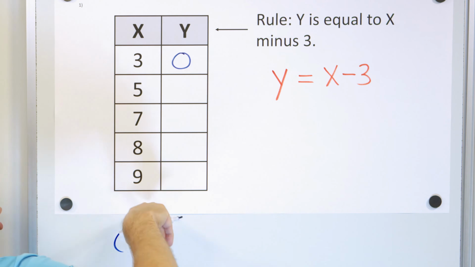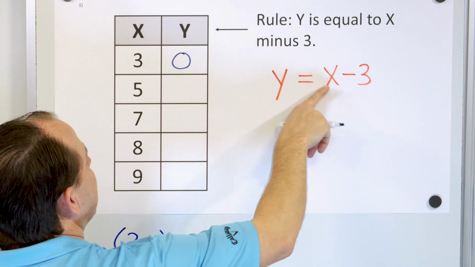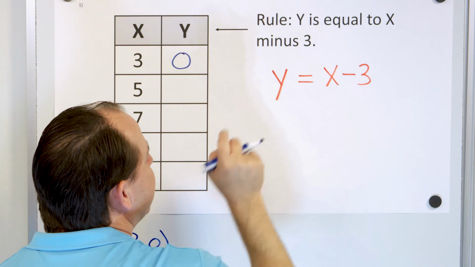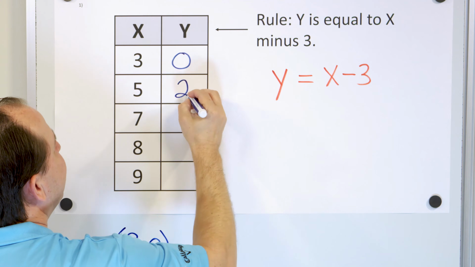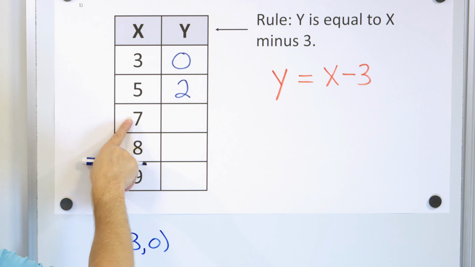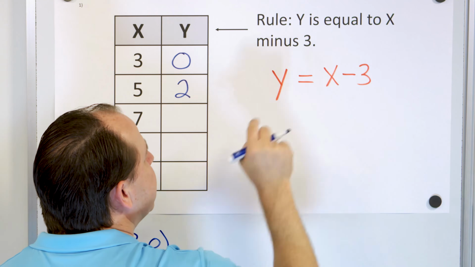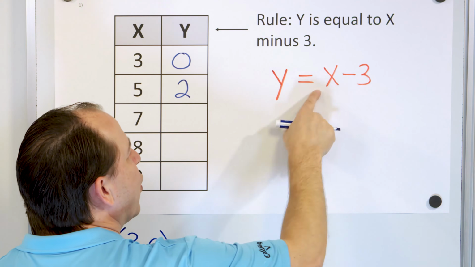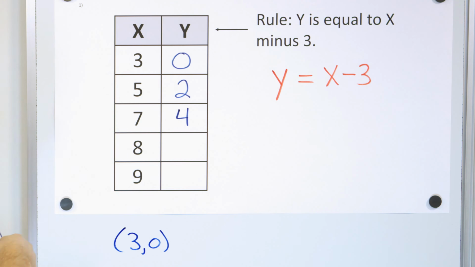That's the first point that we've calculated. Now we have to do it for all of the other points. So we stick 5 in here. We take whatever X is, which is 5. What's 5 minus 3? 5 minus 3 is 2, and that's what Y is equal to. So we put a 2. Let's do it for this number. X is 7. 7 goes in here. 7 minus 3. What is 7 minus 3? That's 4, and that is equal to what Y is. So we put a 4 down there.